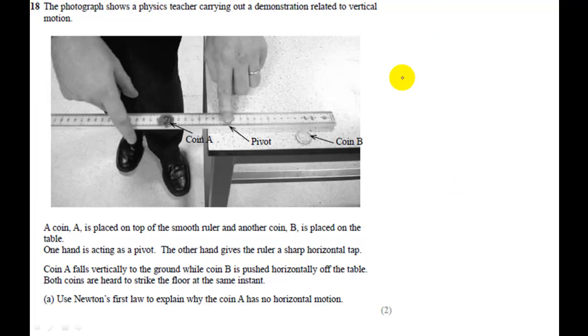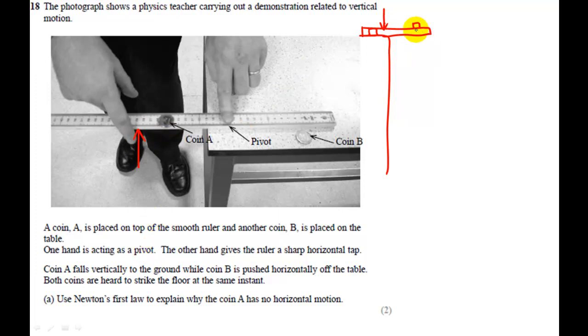Okay, so this question is talking about a kind of demonstration you can do which involves getting a ruler, balancing it on the edge of a table like this, putting your finger here so it acts as a pivot, popping a coin there, putting a coin in front of the ruler here, and then hopefully you can see from this diagram the guy's going to give it a good smack in that direction.